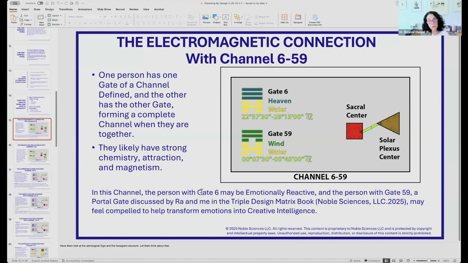emotional world. And in human design, we don't talk about the multidimensional nature of consciousness, but I did talk about it in the lectures that I did with Ra that appear in the Triple Design Matrix book that came out a couple of months ago.